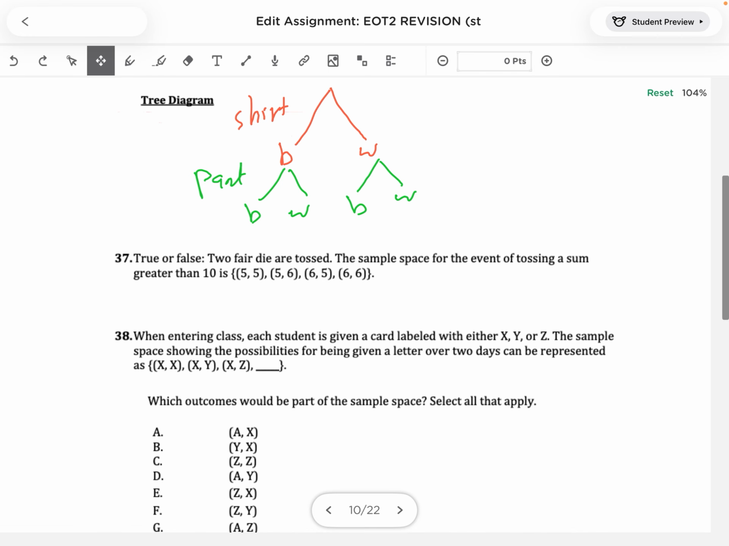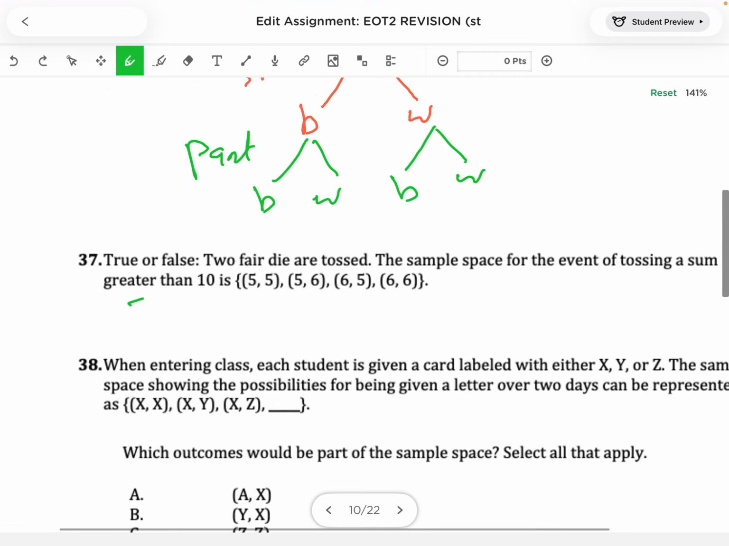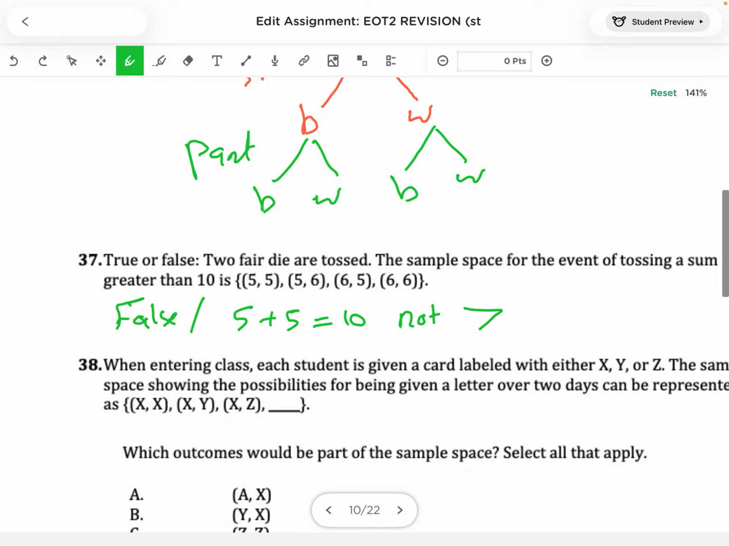True or false, two fair dice are tossed, sample space that the sum is greater than 10. Is it true? The answer is false, because 5 plus 5 equals 10, not greater than 10. Next one.